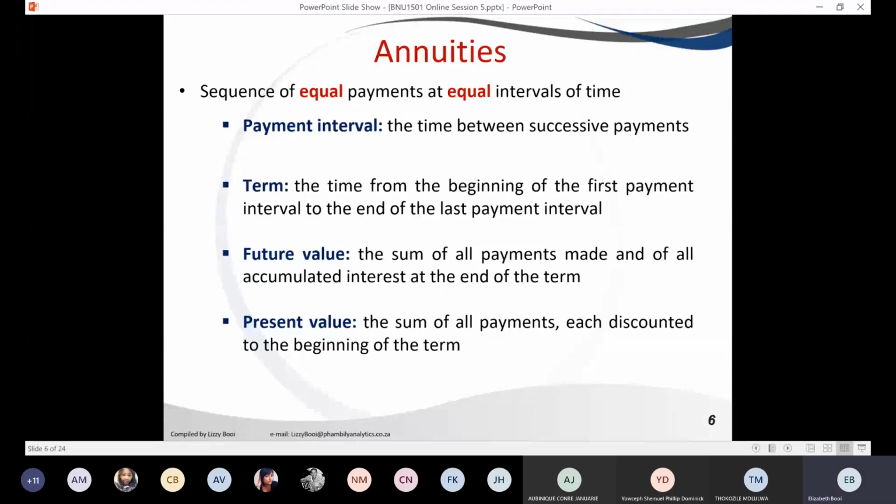Or if you're going to save money today, then it becomes a present value for today. But for annuities, your present value will be for loans, and your future value will be the accumulated amount at the end. Usually it's for your savings, your investments, and so forth.